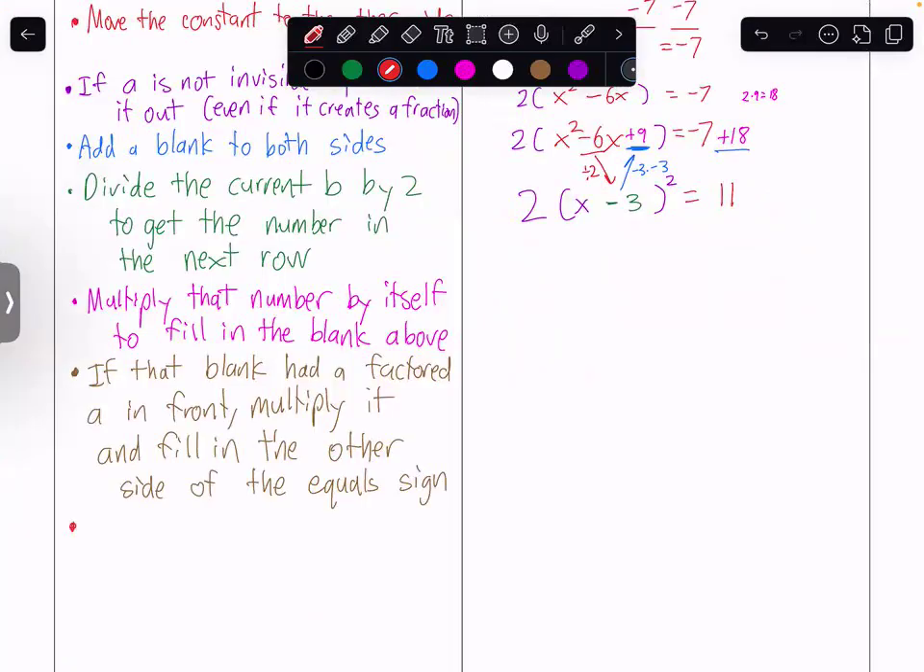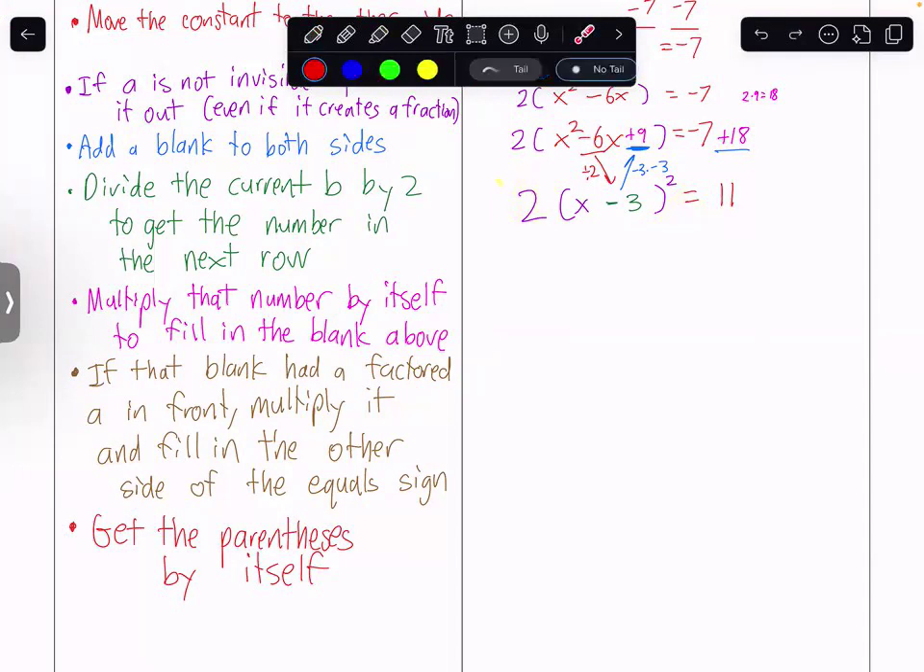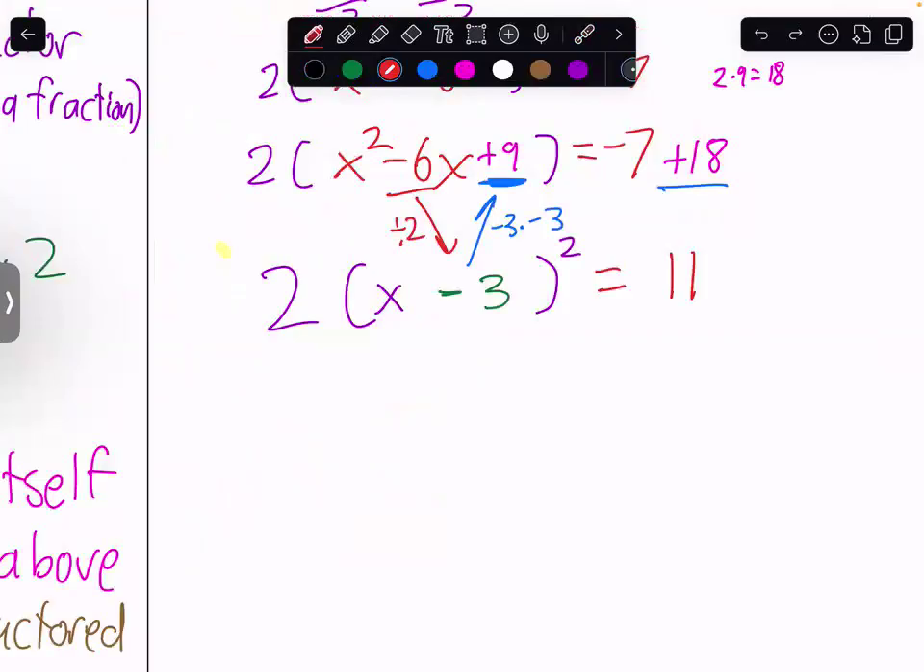Okay, almost there. Next step is to get the parentheses by itself. When we say by itself, we mean nothing in front and nothing behind. So right now we've got a 2 in front of the parentheses. The 2 is touching the parentheses, so that means it's multiplying it. The opposite of multiplying would be dividing, right? So to undo the 2, let's divide both sides by 2.